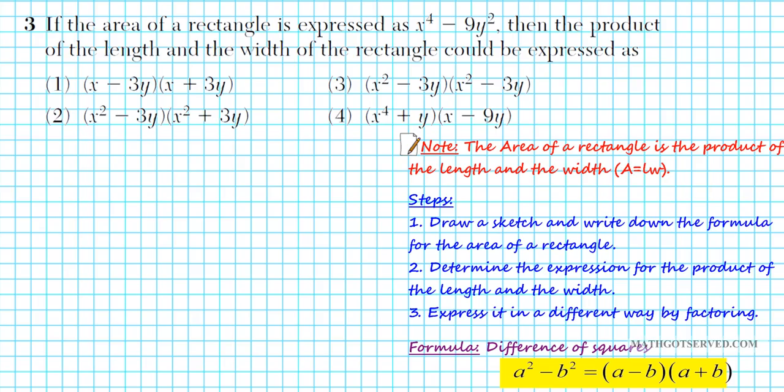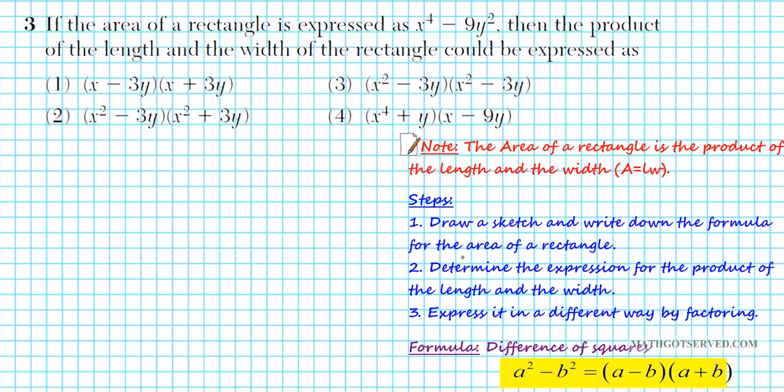All right, let's take a look at question number 3. It reads, if the area of a rectangle is expressed as x to the 4th minus 9y squared, then the product of the length and the width of the rectangle could be expressed as, you have the options here. Now, one thing you want to note is that the area of a rectangle is the product of the length and the width, okay? A is equal to L times W.